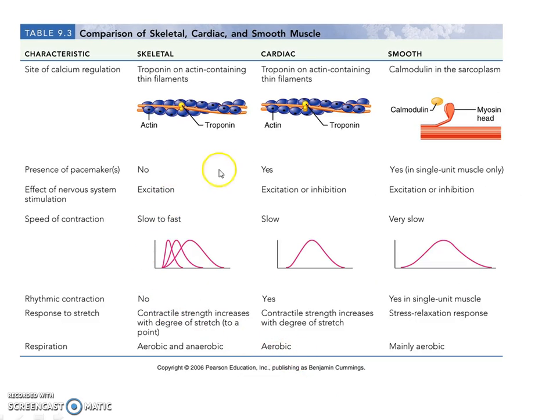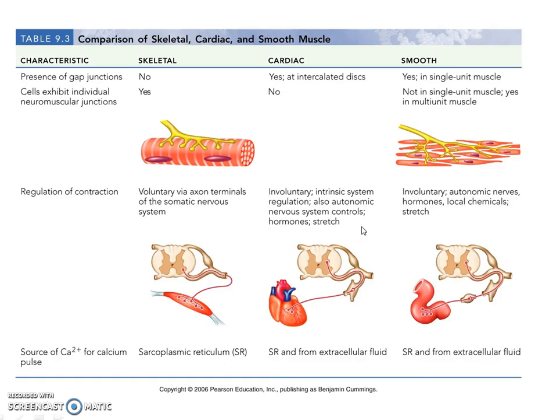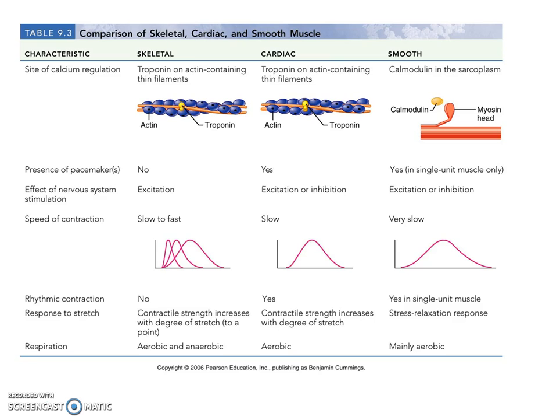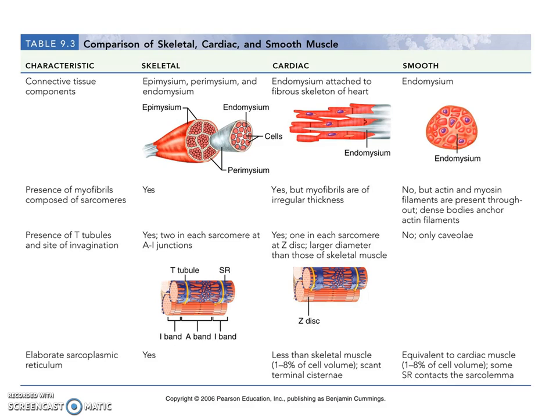And the site that the calcium binds to, notice in the smooth muscle that it's going to bind to calmodulin that's going to activate the myosin head. Whether you have pacemaker cells, the effect of the nervous system, the speed of the contraction, and so on. And so this table shows you some major differences between the three kinds of muscles.